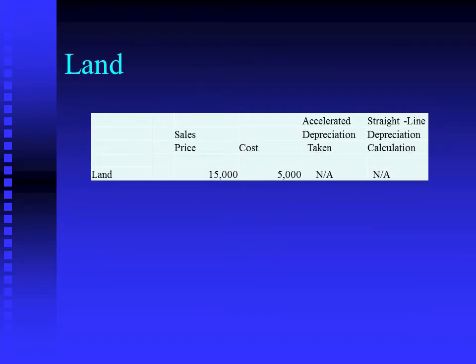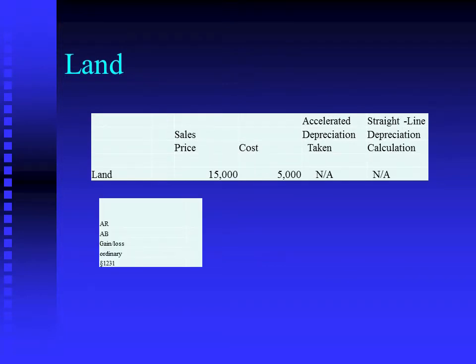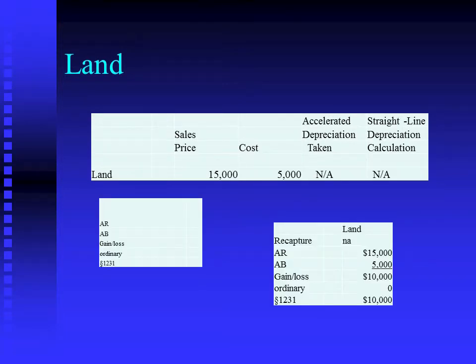And our last item is land. Right? Land is not subject to cost recoveries. So there's nothing to recapture. And so all of the gain will be 1231 gain. So $10,000 worth of gain from selling the land. All of the gain is ordinary. I'm sorry, 1231.